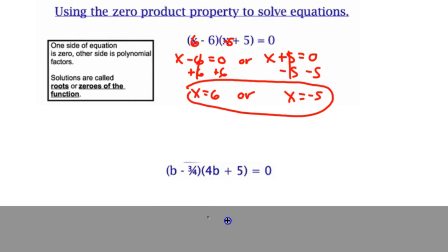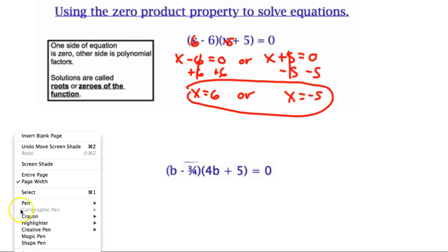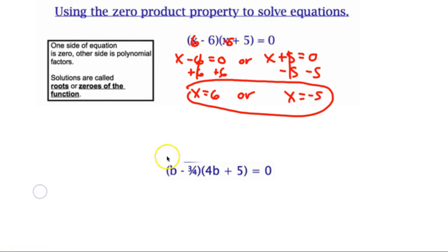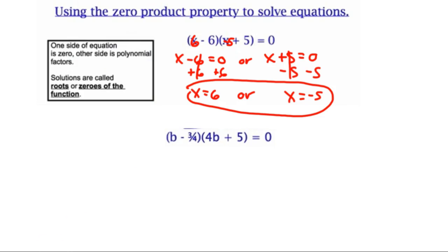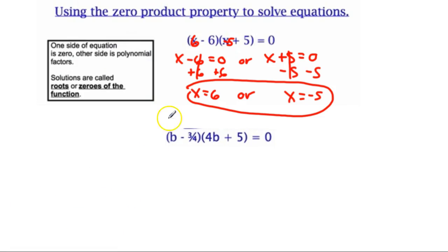Let's do another example. We've got b minus 3/4 times 4b plus 5 equals 0. So what do we do? We set each of these equal to 0. So we say b minus 3/4 equals 0, or 4b plus 5 equals 0. Then we solve for b.